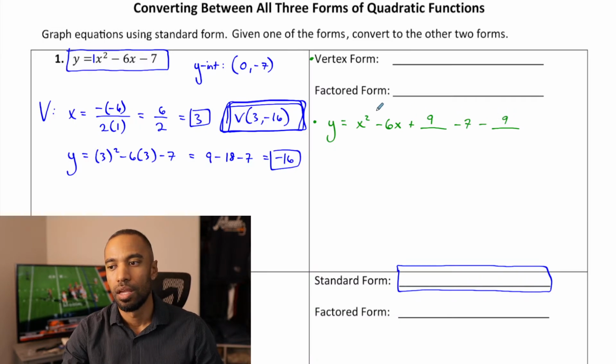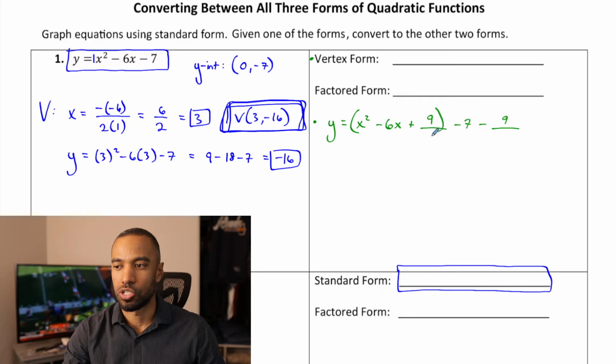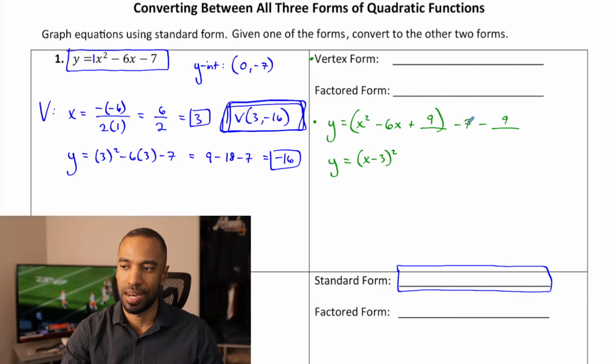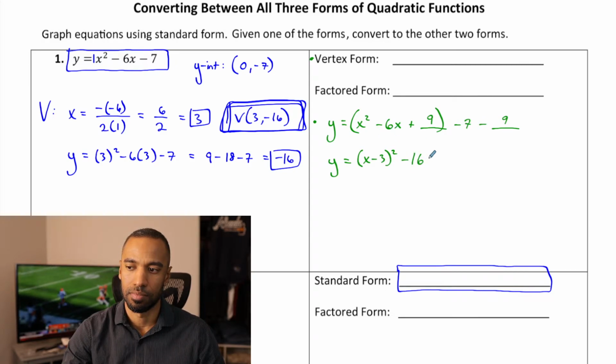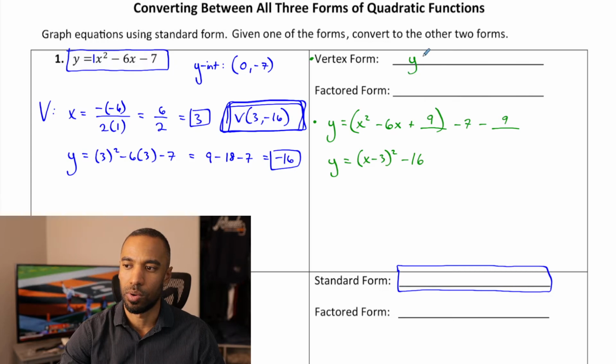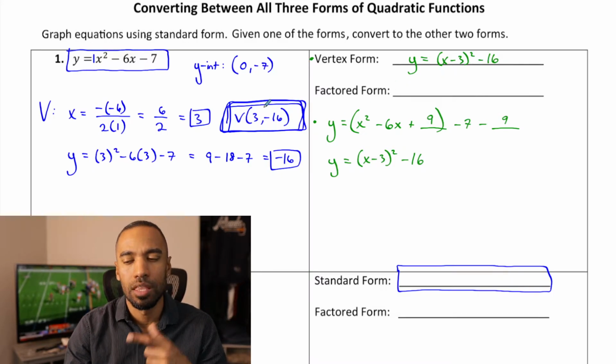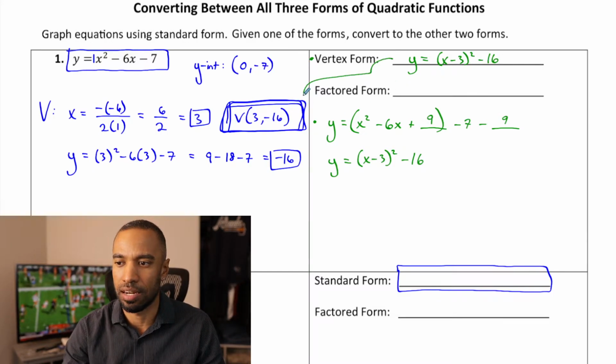Okay. Now this guy factors down to x minus 3 quantity squared. So y equals x minus 3 quantity squared like that. And negative 7 minus 9 is negative 16. So that will be this equation here. y equals x minus 3 quantity squared minus 16. And that seems to confirm the vertex that we got here at 3, negative 16.